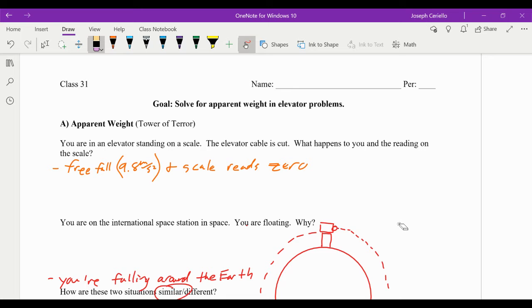All right, so one of the things we spoke about was to think about if you're on an elevator, like the Tower of Terror, and the cable is cut. Okay, what happens to you in the elevator? And if you were standing on a scale, what would the scale read?